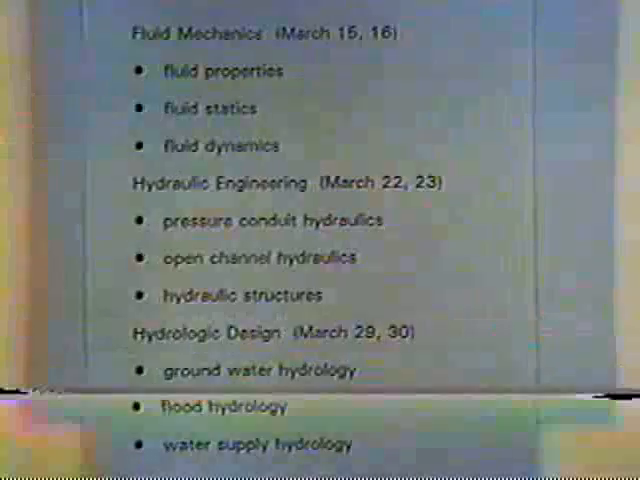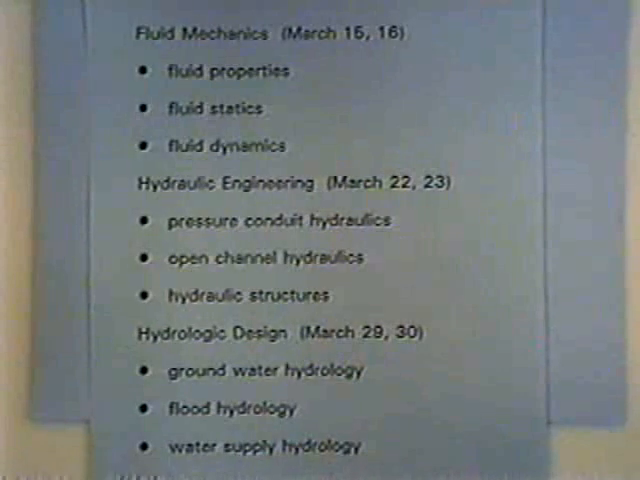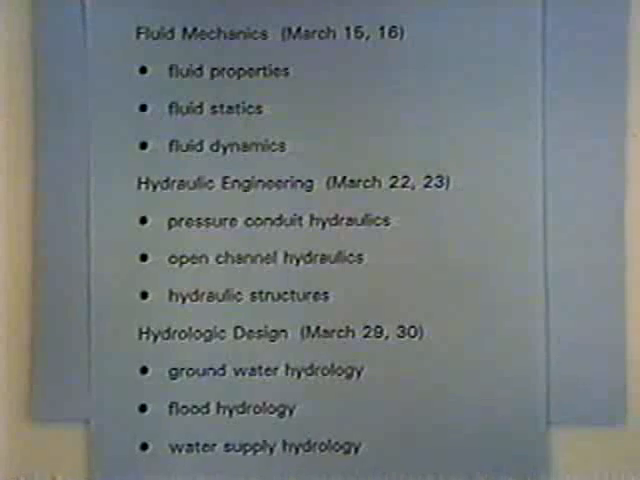And so tonight we'll be talking about fluid mechanics and talking briefly about fluid properties. You always start fluid mechanics by looking at the basic properties of fluids, and then fluid statics, the fundamentals there, and fluid dynamics. And then next week we'll go into hydraulic engineering, and hydraulic engineering is just applied fluid mechanics, and I'm not sure where you draw the line between fluid mechanics and hydraulic engineering.